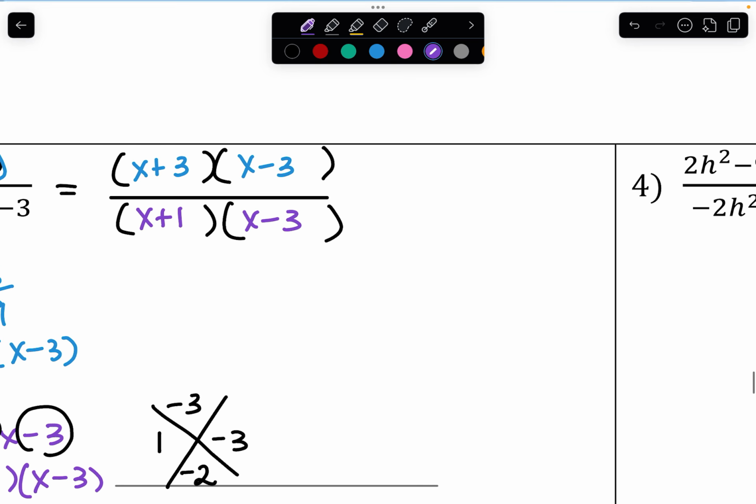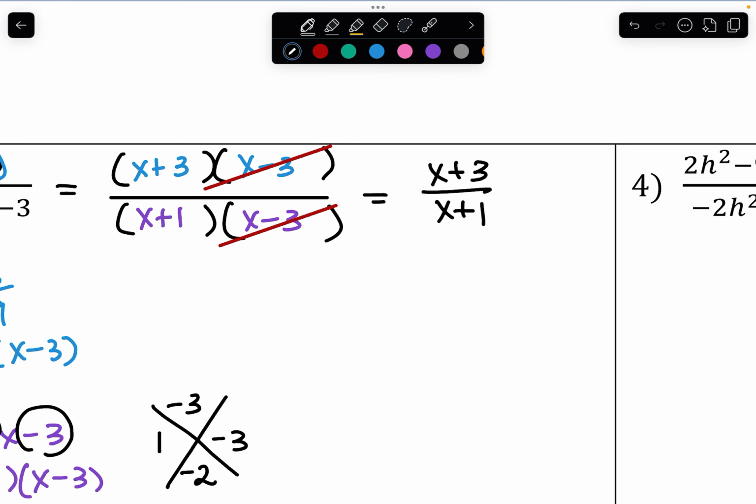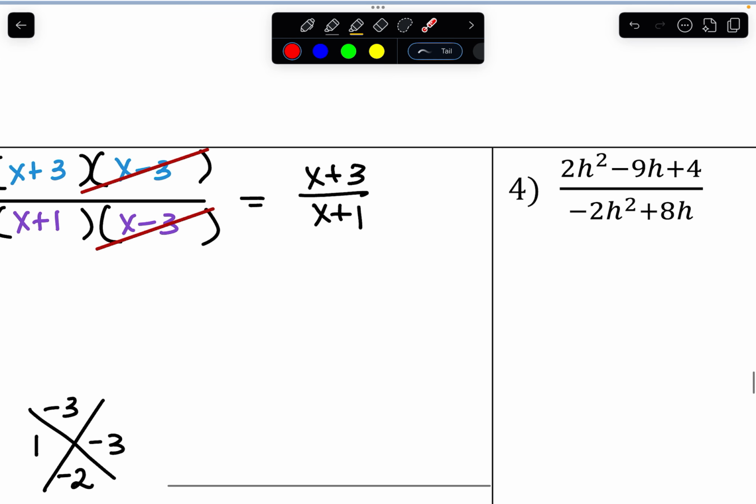Okay, and so now looking at the numerator and the denominator, x minus 3 is a common factor on top and bottom, so we can cancel it, leaving us with just an x plus 3 on top and an x plus 1 on bottom. Now be very careful. It's so tempting to cancel these x's, but you can't because of the plus sign. Okay, these aren't being multiplied on top. They're not factors, they're terms. And so do not cancel them, you have to leave them.